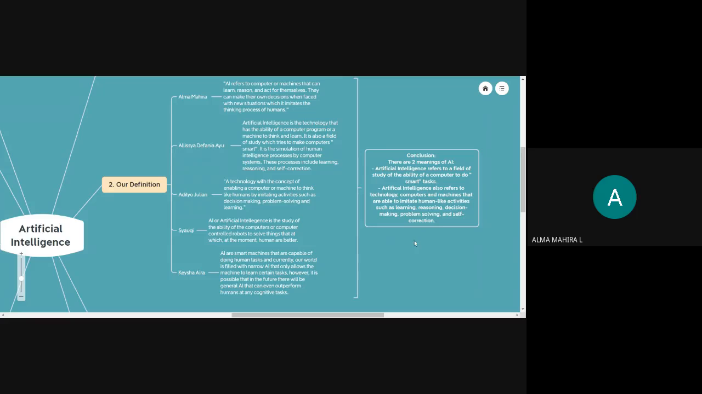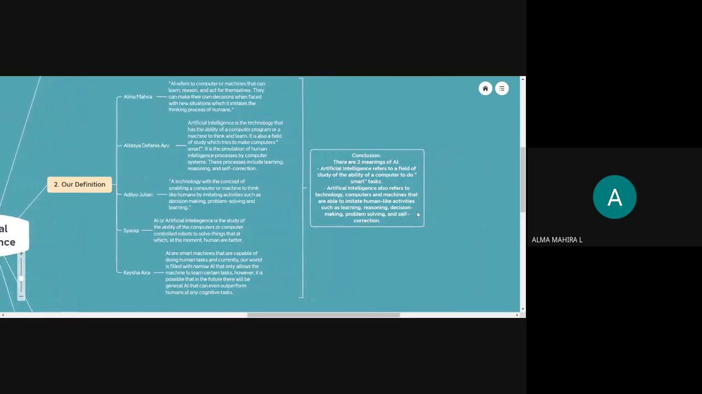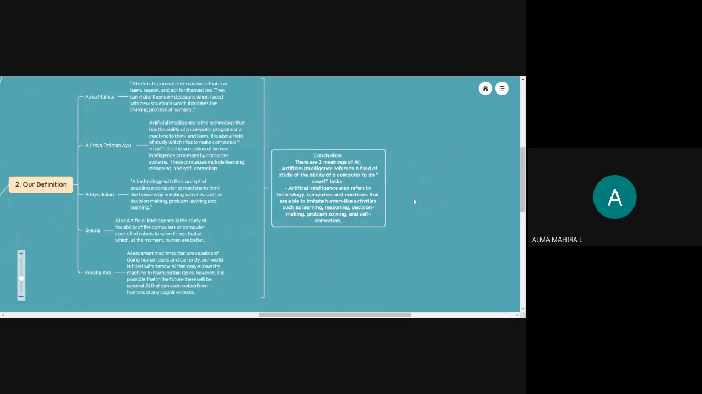So our conclusion: there are two meanings of AI. The first one is the field of study of the ability of a computer to do smart tasks, and it also refers to the technology itself, which is computers and machines that are able to imitate human-like activities such as learning, reasoning, decision-making, problem-solving, and self-correction.